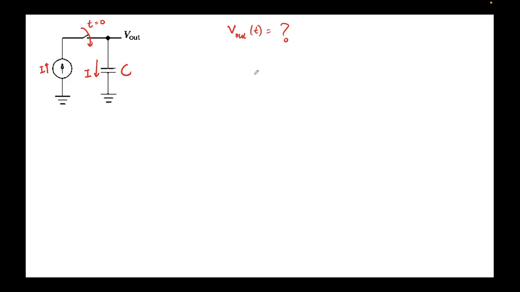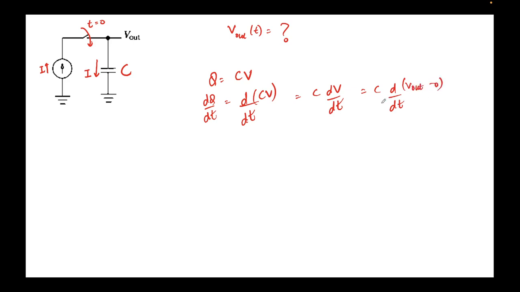How to do that? We know that Q equals CV. This is the famous expression for a capacitor. Q is the charge stored on the plates, C is the capacitance, and V is the voltage. So I'll differentiate with respect to time on both sides. I can write dq over dt equal to d over dt of CV. We'll assume C is a constant, so that comes out as C dv over dt. This V is the voltage across the capacitor, so it is V out minus 0. And dq by dt is the current flowing through the capacitor, which is I. So I equals C dv out over dt.